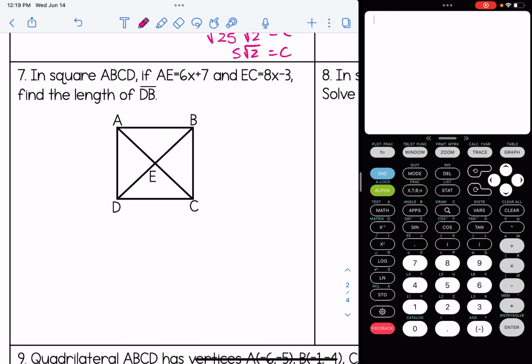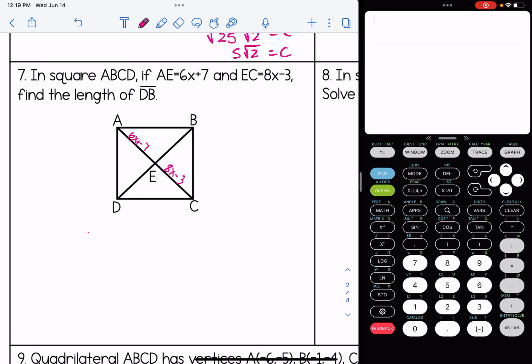Number 7, if AE is 6x plus 7, I'm going to label that as I read it, and EC is 8x minus 3, we want to find the length of DB. So we talked about before that in a parallelogram, the diagonals bisect one another, which means that it's split into 2 equal or congruent parts.